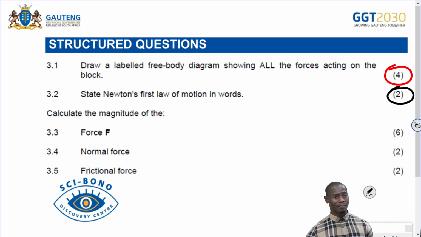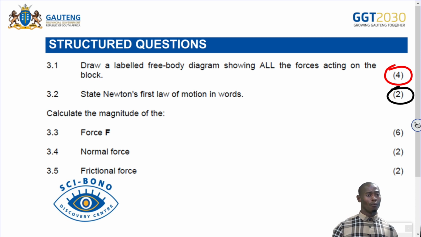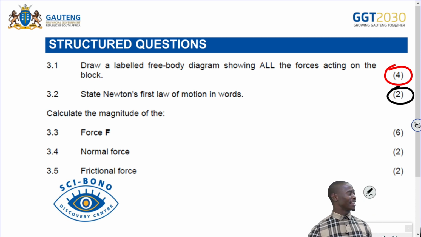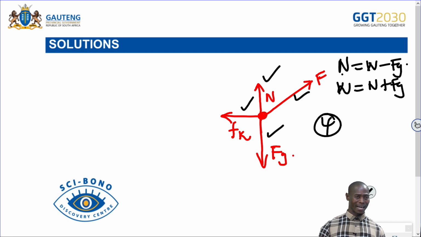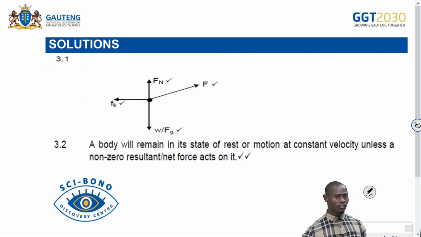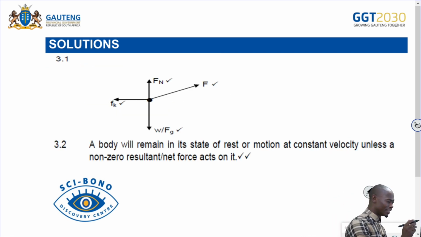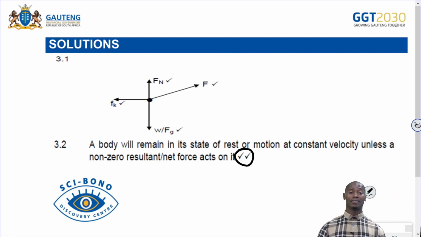So a body will remain in its state of rest or motion at a constant velocity unless a non-zero net force acts on it. That is how you have to state Newton's first law. Let me show you how they've marked it, right? Check here, okay? You can see 2 ticks, right? It's either 2 marks or 0. So please be careful when it comes to this. So it's 2 marks for everything.